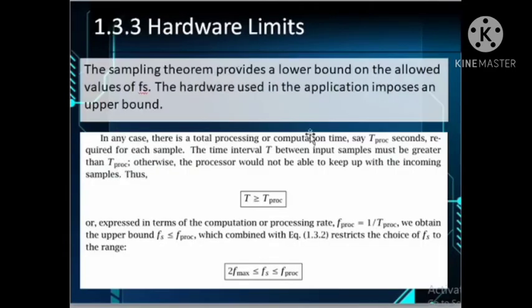The sampling theorem provides a lower bound on the allowed values of fs. The hardware used in the application imposes an upper bound. So they are different: the sampling theorem is about the lower bound, and the hardware is the upper bound. In any case, there is a total processing or computation time, say T proc seconds, required for each sample. The time interval T between input samples must be greater than T processing. Otherwise, the processor would not be able to keep up with the incoming samples.